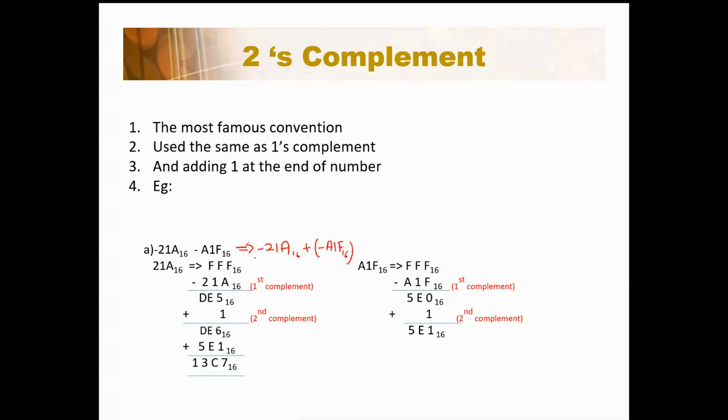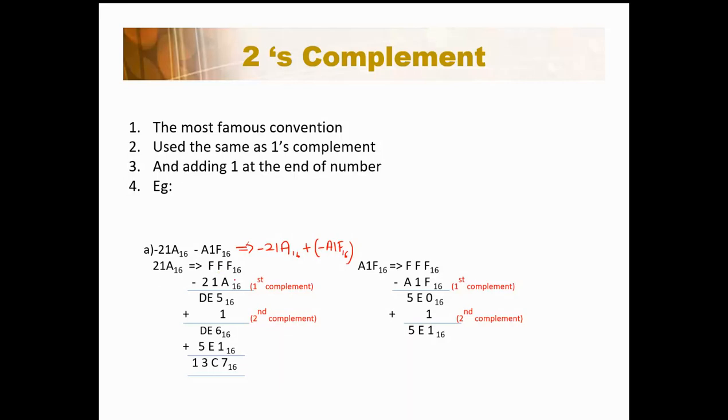So therefore, since we have 2 negatives in this particular equation, what you need to do is complement both separately, and then after that the answers from both complements you need to add back. So for example here negative 21A, you complement 21A. In hexa, how do you complement? You have 3 digits of hexa. The highest value in hexa is F. So you have F, F, F base 16. You minus with the 21A base 16.